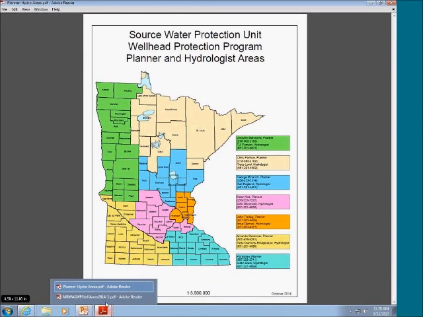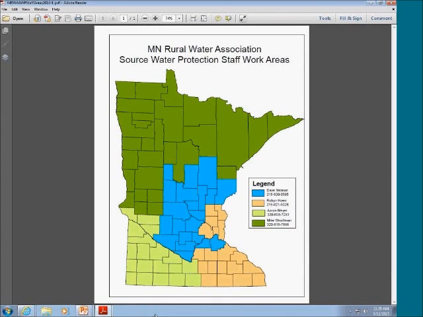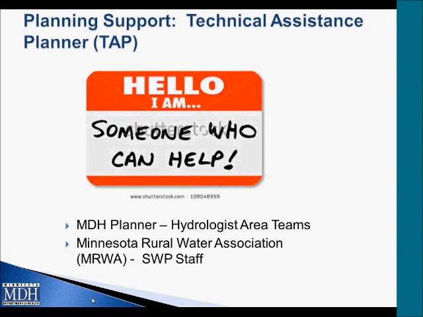There is also staff at the Minnesota Rural Water Association. Again, we work very closely with these folks. They have access to some of the same tools and information that the health department planners have. This is a map showing how Rural Water Association has divided the state into 4 areas. Again, there are names and contact information for each of these people. And so the key message is don't hesitate to call at any time during a wellhead planning process. These folks are resources for you, and we want you to feel free to avail yourselves of them.